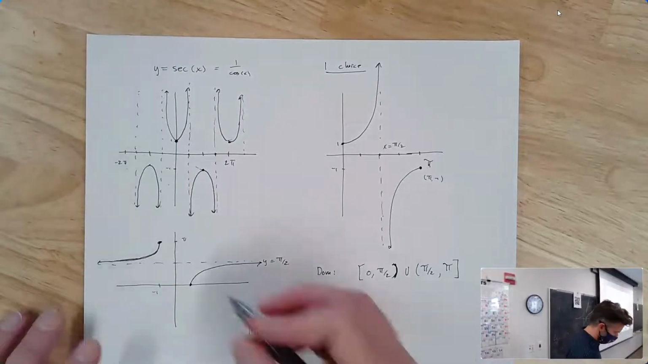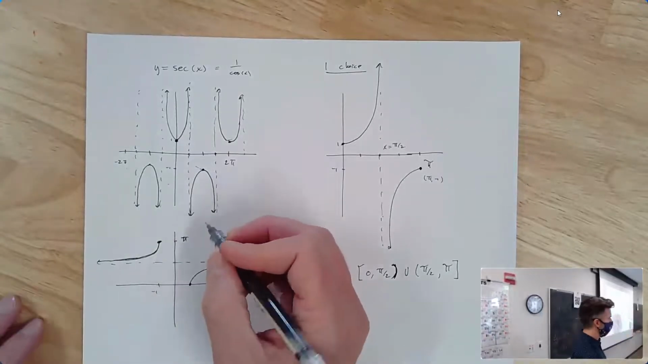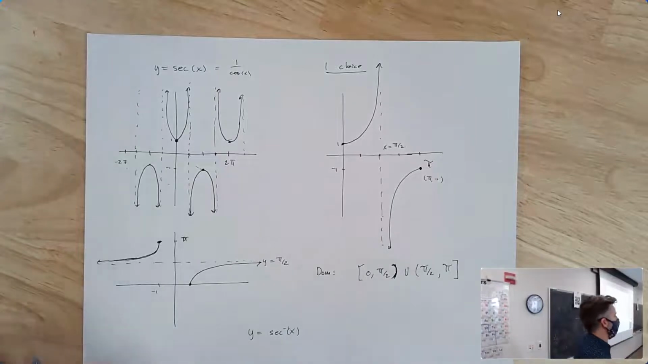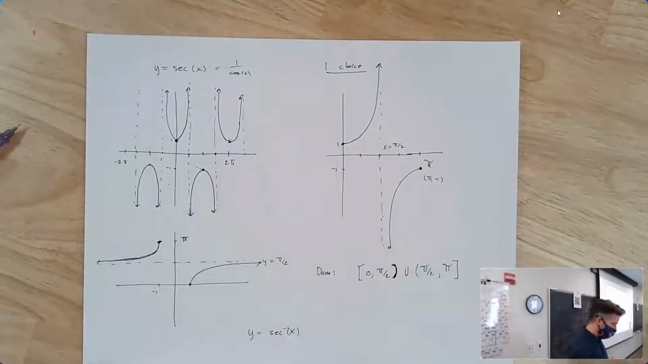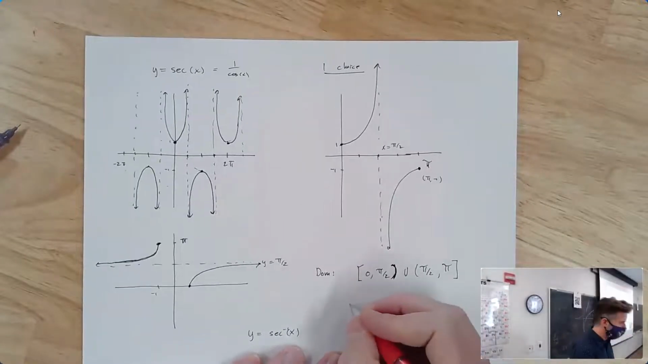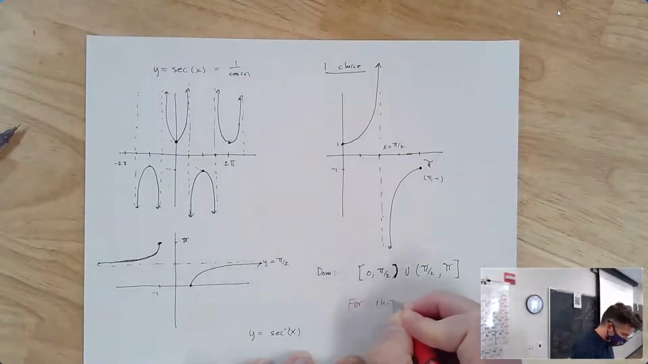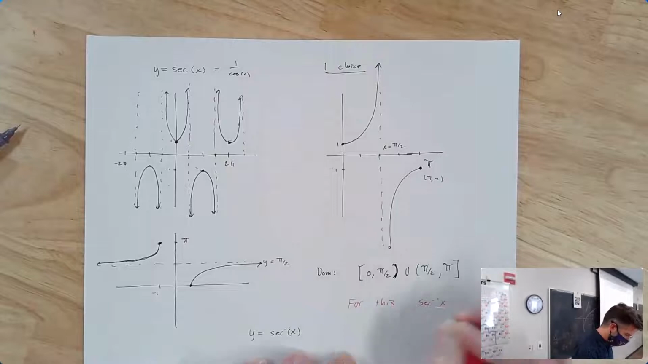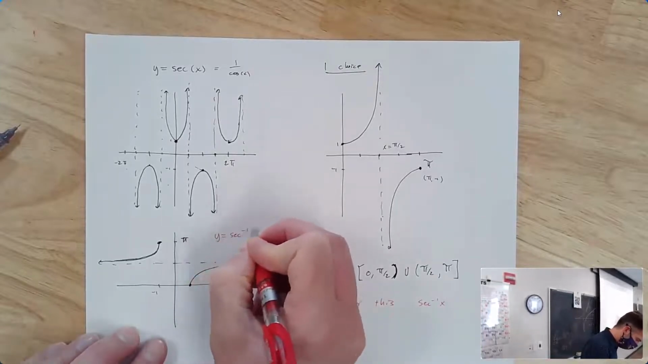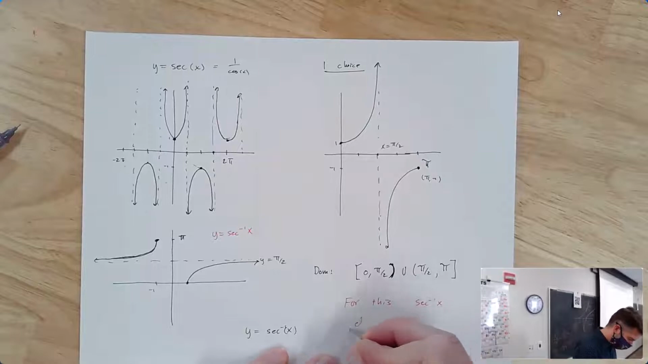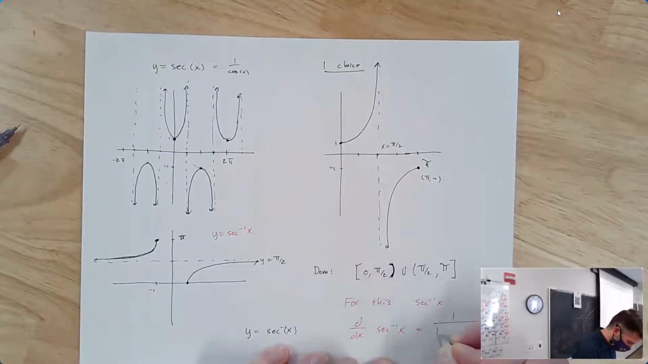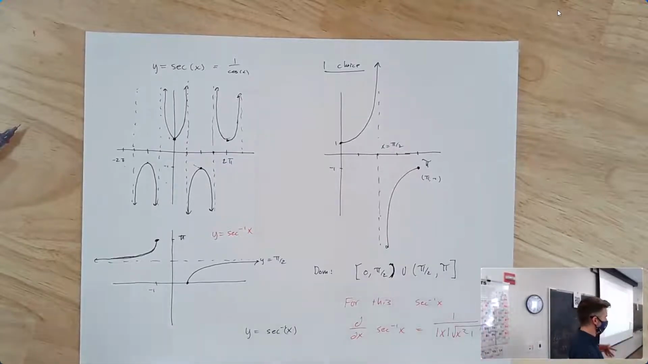And for me, I like this choice best, I think, some of the time. Here's the reason why I don't like this choice, and we're going to see this later on. I'll just tell you right now, for this definition of inverse secant that I've just graphed, the derivative of the inverse secant is going to be 1 over the absolute value of x times the square root of x squared minus 1. Don't worry, we're going to come back and actually show why that is.